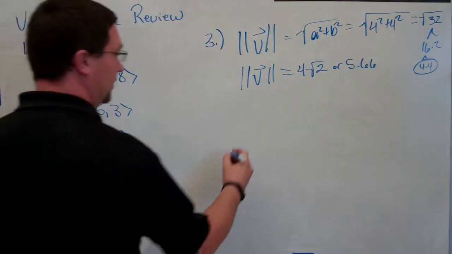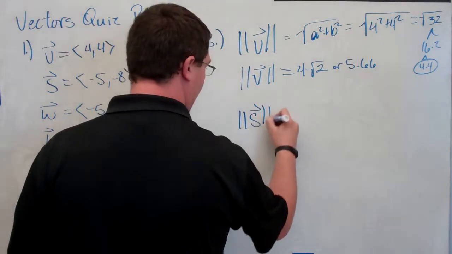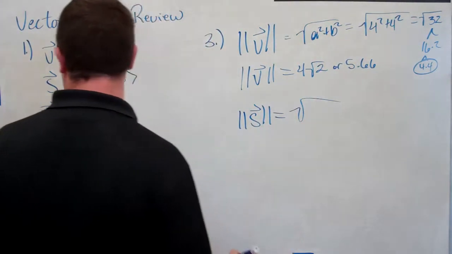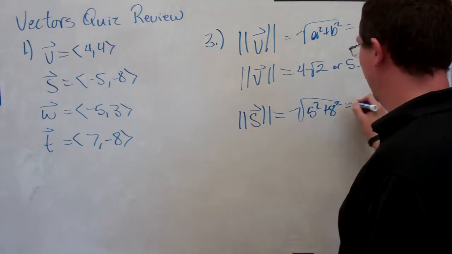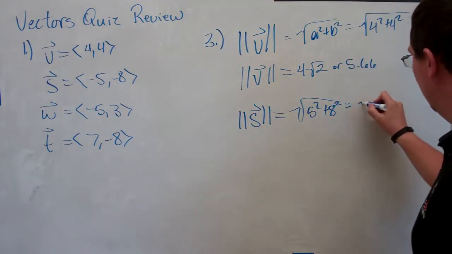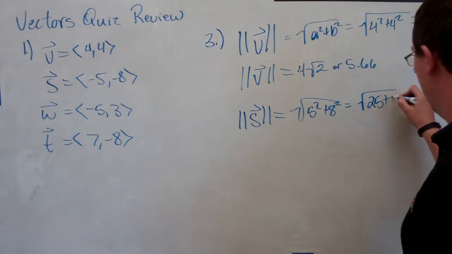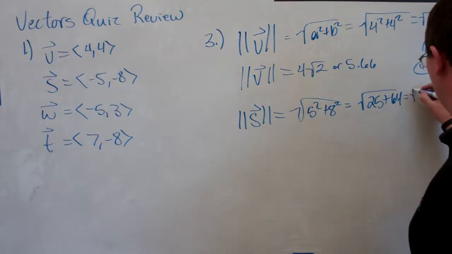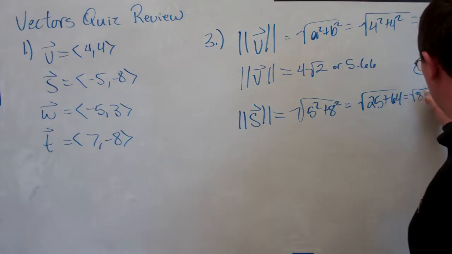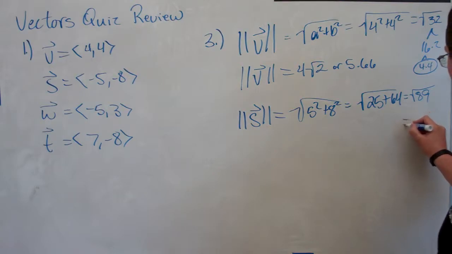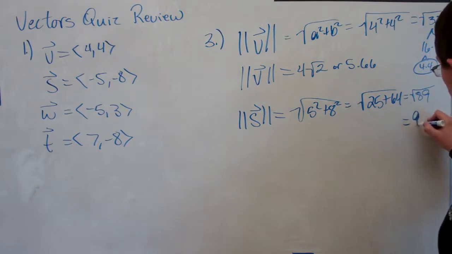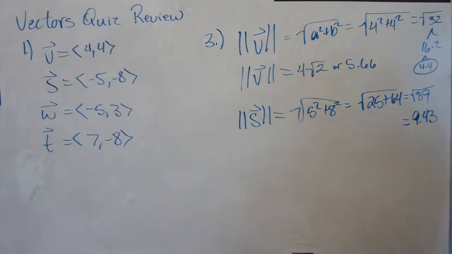Alright? Now, let's do the same thing for S. The magnitude of S is going to be the square root of 5 squared plus 8 squared. Because remember, when you square, the negatives really don't make a difference. 25 plus 64, which equals the square root of 89. And the square root of 89 doesn't break down, so you can either leave it as the square root of 89, or I would take 9.43. Alright, I'll take either one of these for S, I'll take either one of these for the magnitude of V.